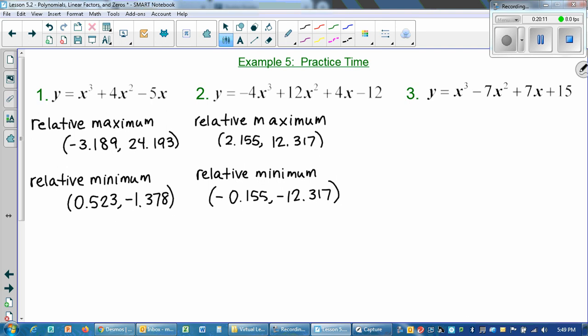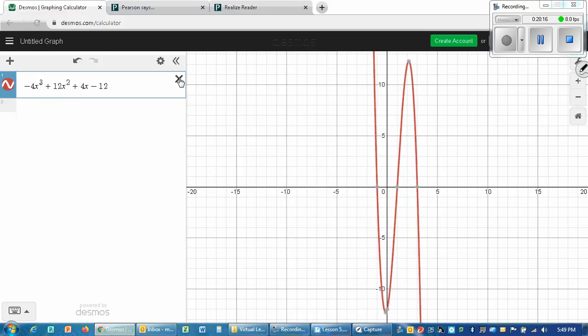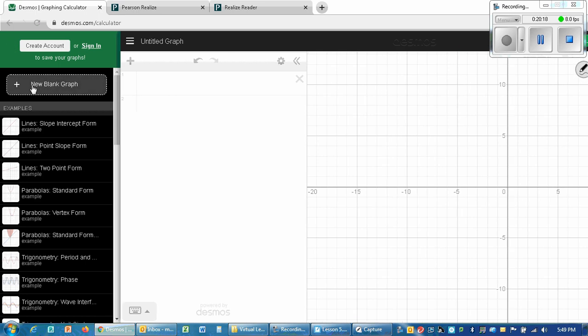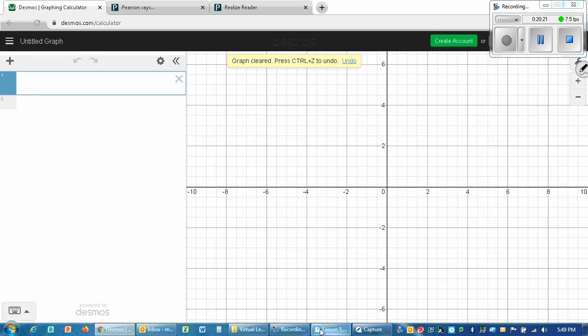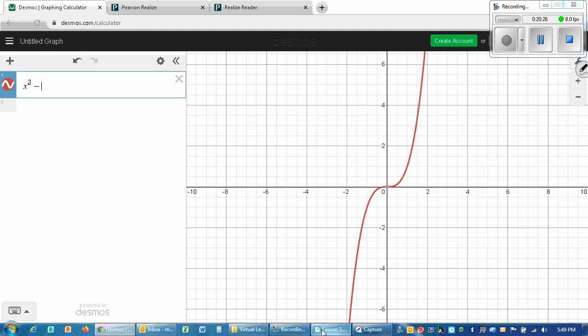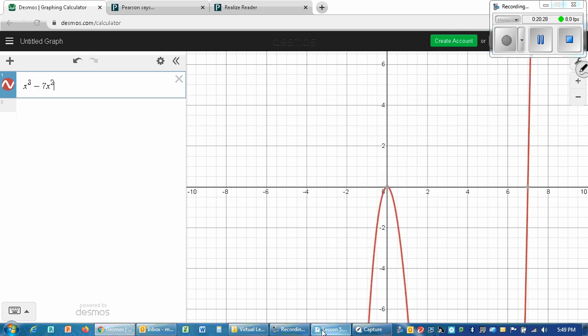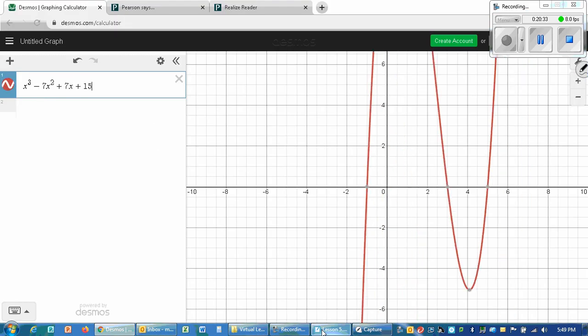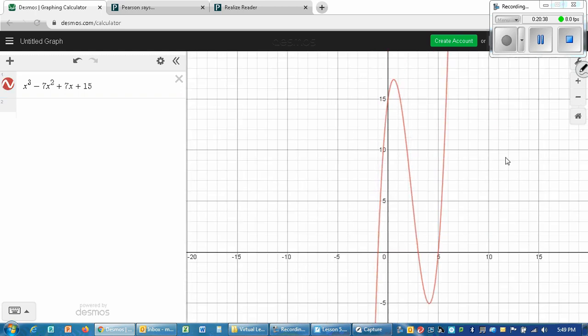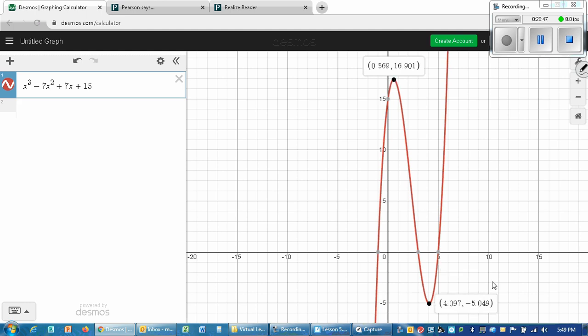So we're going to go back to our Desmos. We're going to clear out our screen with the X, and then request a new blank graph. We'll type in our first one, which is x cubed, arrow off, minus 7x squared, arrow to the right, plus 7x plus 15. In order to see our whole picture, we'll zoom out, and I'll drag it down a bit so I can see everything. Click on my graph, there's my relative maximum, and here is my relative minimum.